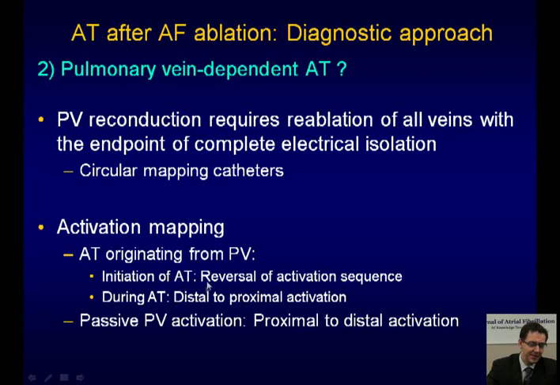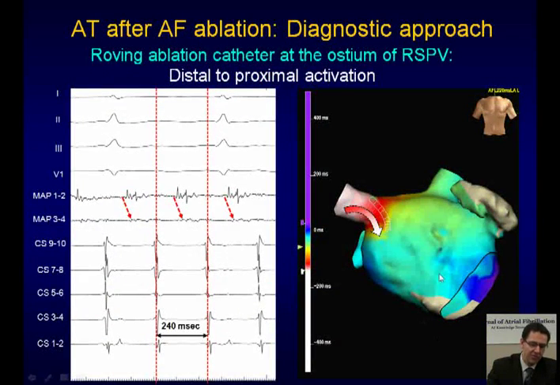During PV-dependent atrial tachycardia, the activation mapping shows a distal to proximal activation of the vein, and during initiation of atrial tachycardia you would have a reversal of the activation sequence. During sinus rhythm, you have the atrial signal followed by the pulmonary vein potential, and during the first beat of the initiation of the arrhythmia, you would have the pulmonary vein potential first, followed by the atrial signal. If the vein is passive during tachycardia, then you would have a proximal to distal activation.